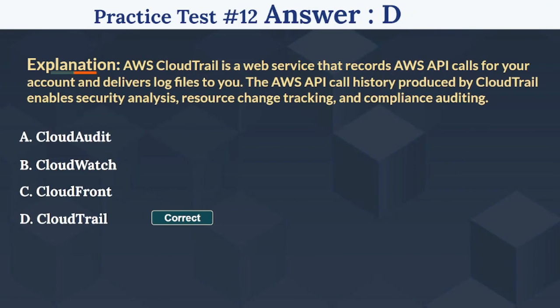So the right answer is D. CloudTrail. AWS CloudTrail is a web service that records AWS API calls for your account and delivers log files to you. The AWS API call history produced by CloudTrail enables security analysis, resource change tracking, and compliance auditing. Let's move to next question.